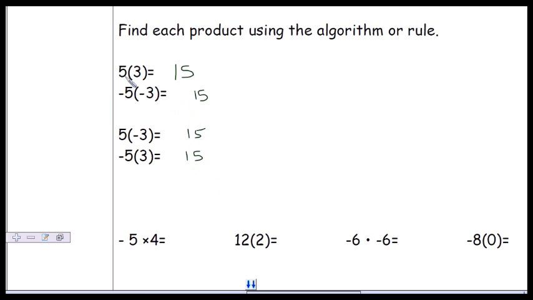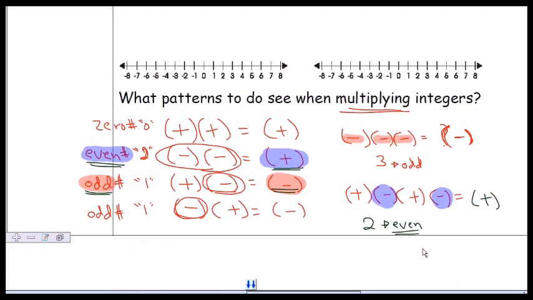Okay, but now we're going to talk about the negatives. How many negatives do I have right here? I have 2 negative signs. That's an even number of negatives, so I know my answer is going to be positive. That's what we said back here. If it's an even number of negative signs, my answer is going to be positive.